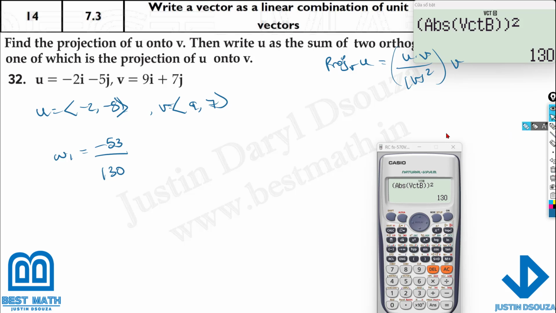Now we have to just multiply it. Let's go back to the computation mode. It is -53 divided by 130 multiplied with 9.